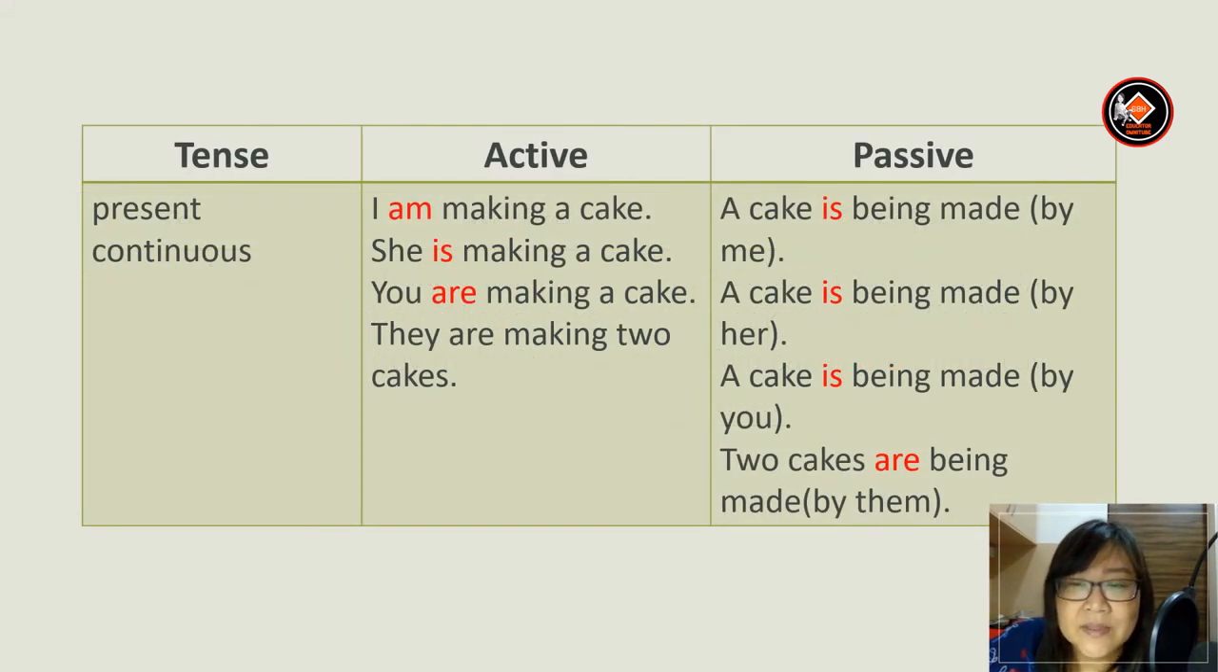Next we have present continuous. I am making a cake. A cake is being made by me. She is making a cake. A cake is being made by her. You are making a cake. A cake is being made by you. They are making 2 cakes. 2 cakes are being made by them.